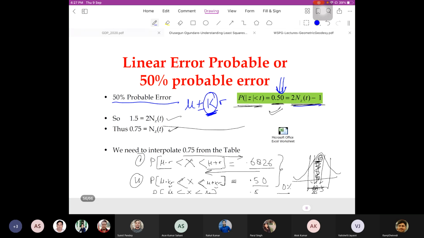So 2 phi(z) minus 1 is 0.5, so 2 phi(z) would be 1.5. Sorry, 2 phi(z) would be 1.5, phi(z) would be 0.75. From the table, you could see the value for 0.75 and you would get the answer. Okay.